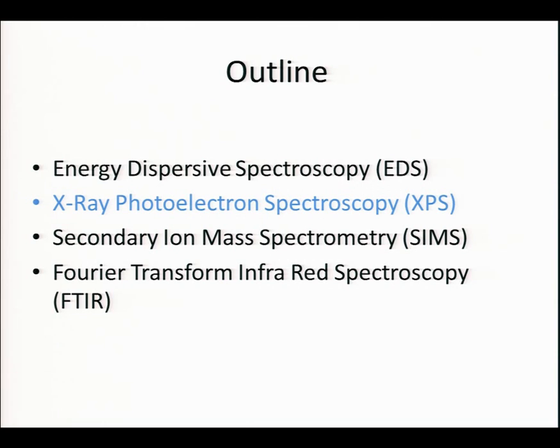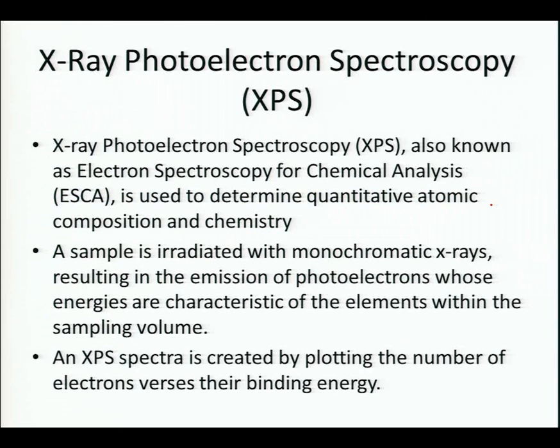Now we'd like to take a look at X-ray photoelectron spectroscopy, and they call that one XPS. XPS is known as electron spectroscopy for chemical analysis, and that's called ESCA. And I notice a lot of times our friends in chemistry, or chemistry majors, like to call XPS ESCA. It is used to determine quantitative atomic composition and chemistry. A sample is irradiated with monochromatic X-rays, resulting in the emission of photoelectrons whose energies are characteristic of the elements within the sample volume. An XPS spectrum is created by plotting the number of electrons versus their binding energy.